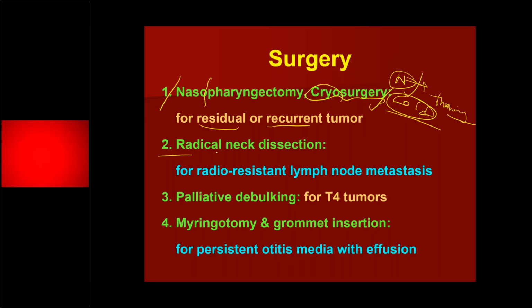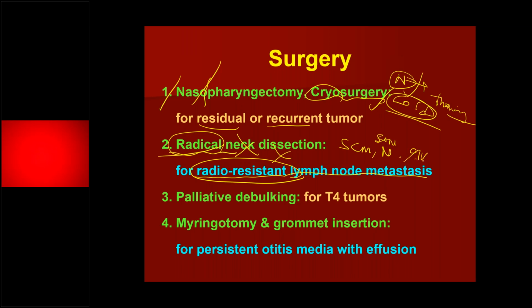And for the neck, if there are neck nodes, not only do you treat the nasopharynx, you have to go for radical neck dissection. If they are radio-resistant lymph node metastases, you have to remove all the neck nodes along with the sternocleidomastoid muscle, the spinal accessory nerve, and the internal jugular vein. These are the three things that are removed in neck dissection.